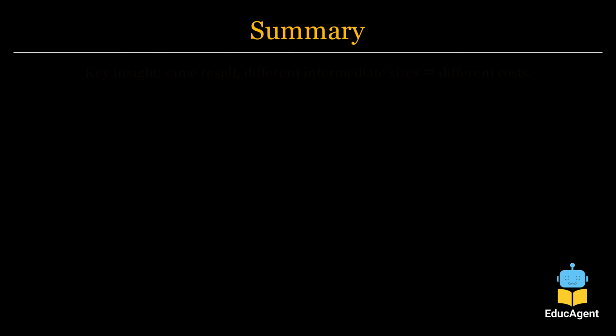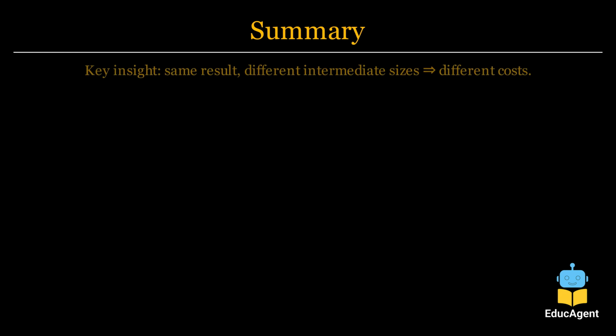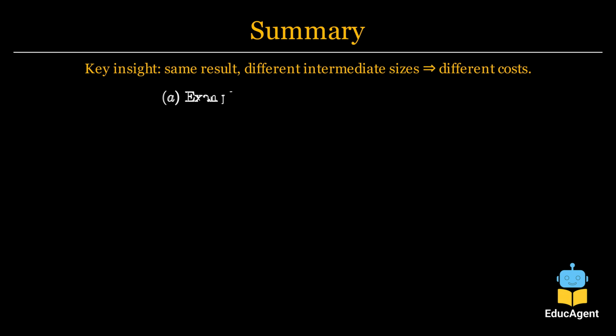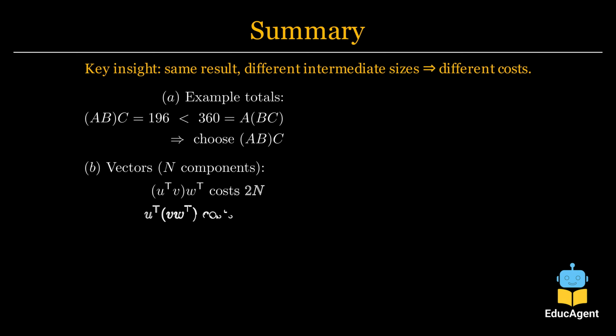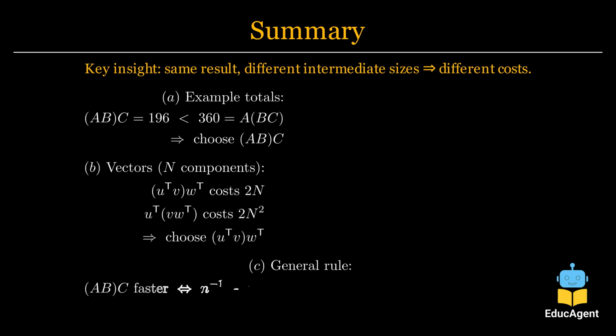Parentheses don't change the final matrix, but they change what you build in the middle, and that controls the work. In the numeric example, forming the smaller 2 times 7 intermediate wins. For vectors, compute a scalar first, not a whole n times n matrix. This inequality is a quick test. It tells you which parenthesization is cheaper before you compute anything.